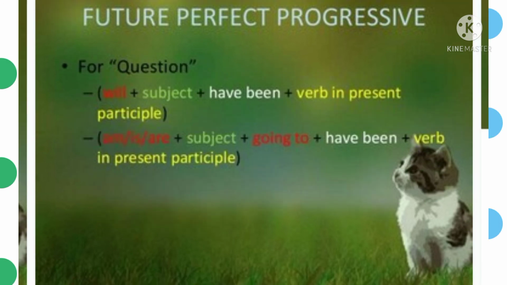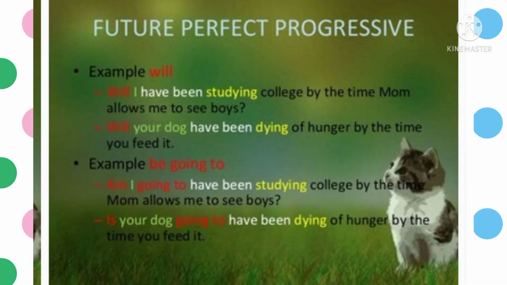Okay. For making interrogative sentences or questions, first you have to place will or shall, or if you are using going to, you must use is, am or are in the beginning, plus subject plus have been plus verb in the present participle. Examples. Will I have been studying college by the time mom allows me to see boys? Or is your dog going to have been dying of hunger by the time you feed it? So the thing is, when you make the question, first you have to place the auxiliary verb or the modal at the beginning.